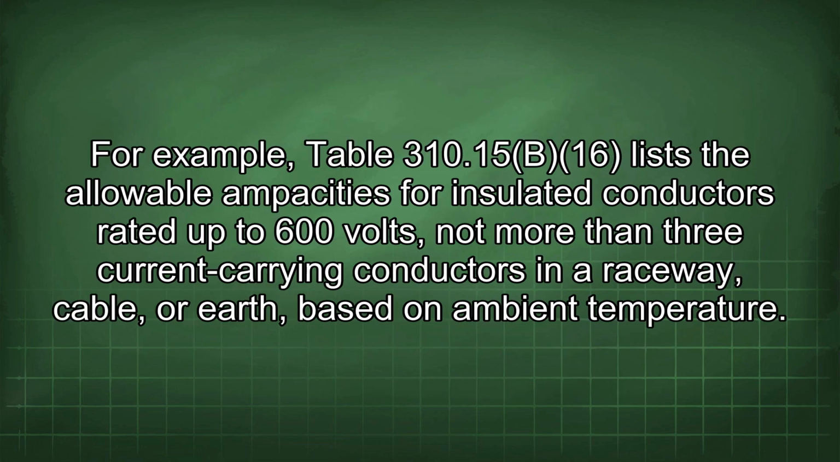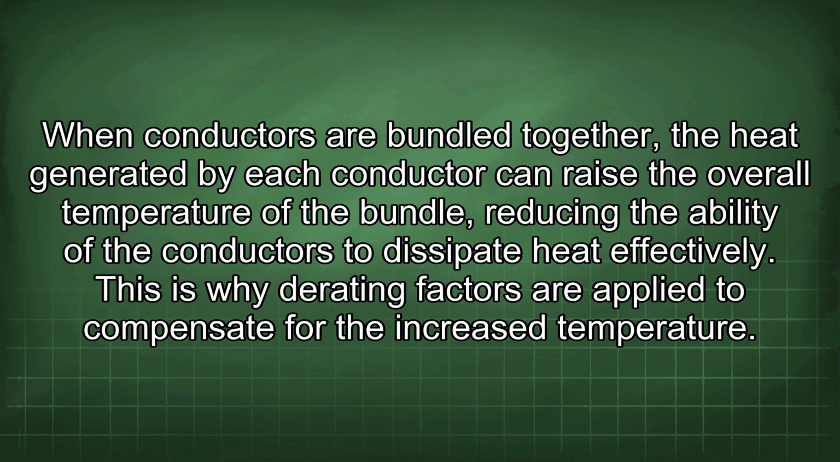For example, Table 310.15(B)(16) lists the allowable ampacities for insulated conductors rated up to 600 volts, not more than 3 current-carrying conductors in a raceway or cable, based on ambient temperature. When conductors are bundled together, the heat generated by each conductor can raise the overall temperature of the bundle, reducing the ability of the conductors to dissipate heat effectively. This is why derating factors are applied to compensate for the increased temperature.